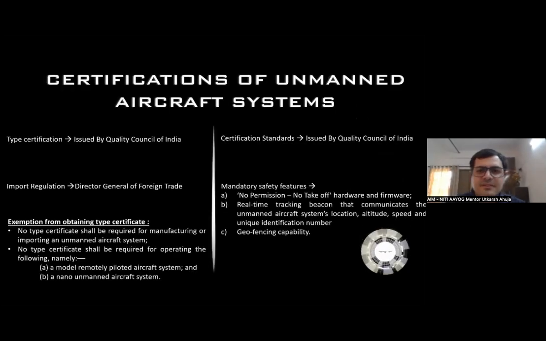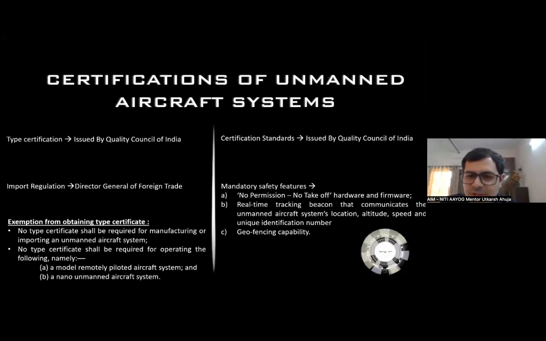Then there are certifications of unmanned aircraft systems. How do we certify them? First is the type certification. This is issued by the Quality Council of India. Then there are the certificate standards issued by the Quality Council of India. Then there is one thing called import regulation. The Director General of Foreign Trade does that.